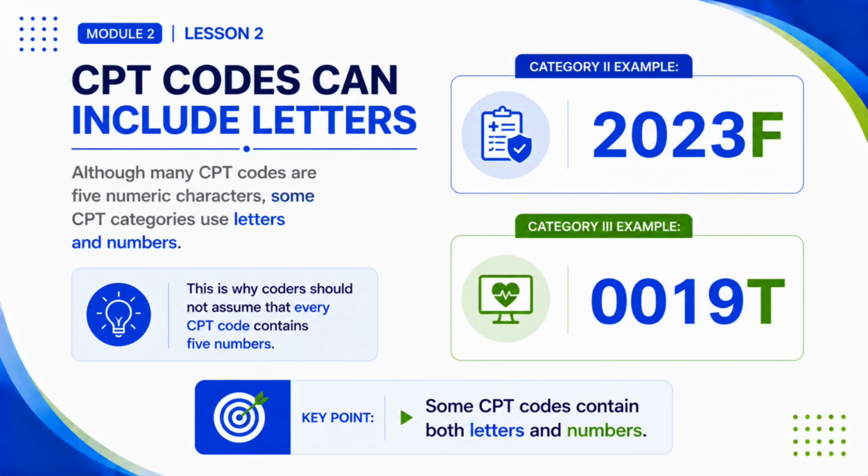Some CPT categories use both letters and numbers. For example, Category 2 codes can look like 2023F, while Category 3 codes can look like 0019T. This means you shouldn't assume every CPT code contains 5 numbers. Always verify the code in the CPT manual.